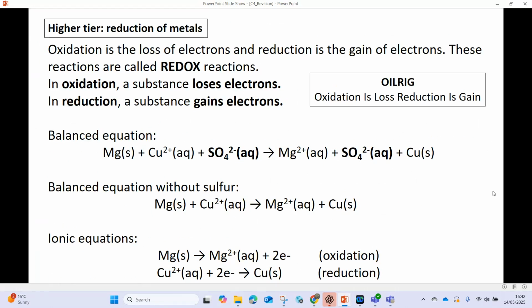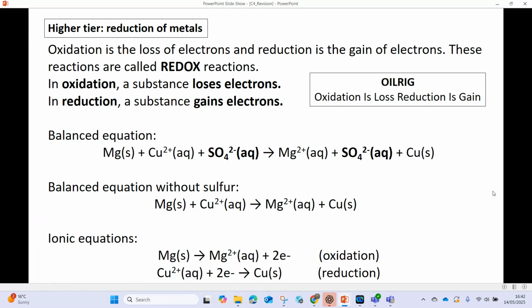Now for the higher tier, you need to understand reduction of metals in a bit more detail. You need to know that oxidation is the loss of electrons and reduction is the gain of electrons, and that these reactions are called redox reactions. So oxidation being loss of electrons, reduction being gain. You can remember OIL RIG as a way to help you remember that. So OIL RIG stands for oxidation is loss, reduction is gain.